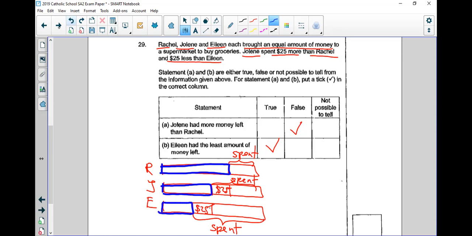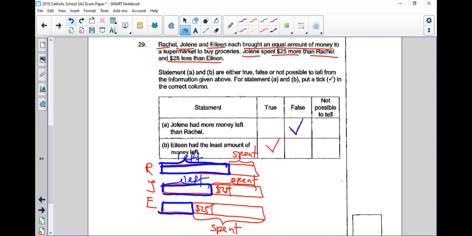So when you draw your model, doesn't it become everything clearer now? Becomes a bit clearer? Okay, so Jolene had more money left than Rachel. So where is the left? The left is the blue color, right? So you look at the model and do you have Jolene more money left than Rachel? No, it's not true. Jolene got less money left than Rachel. So that's why your answer is false. If you look at the blue color boxes, do you understand? If you look at the model, Jolene got lesser money left than Rachel.